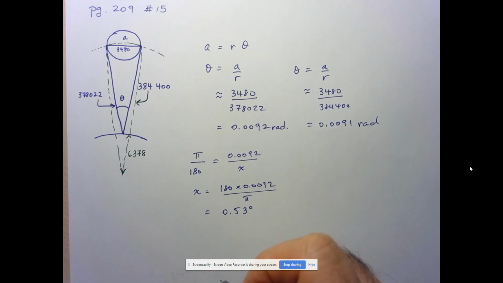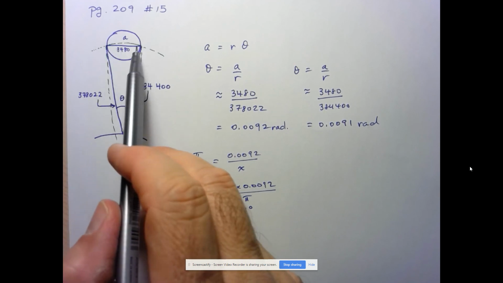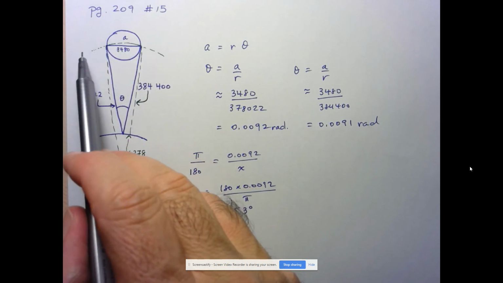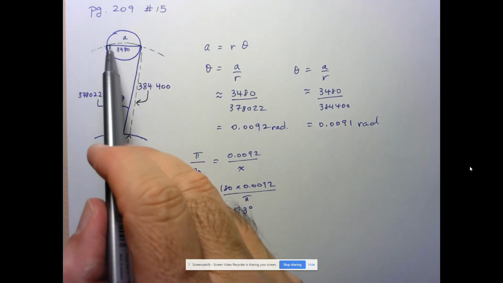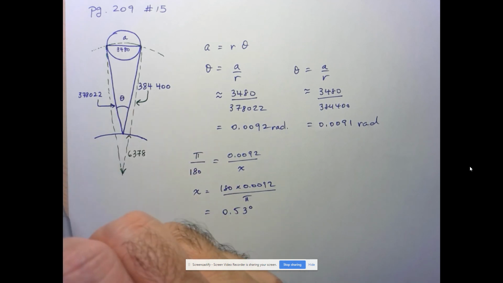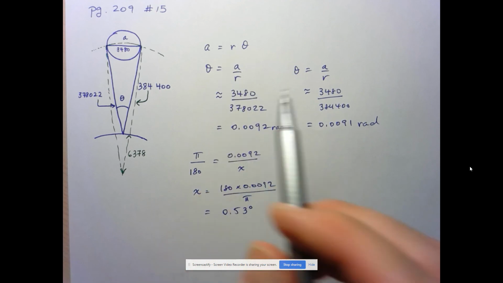So again, let's recap. So step number one was to set up our diagram and to realize that while this diameter was not part of the arc of a circle, it would be a very close approximation given the distance from the Earth. And then from there, it was just a matter of using our arc length formula. Okay, that's it for this one.